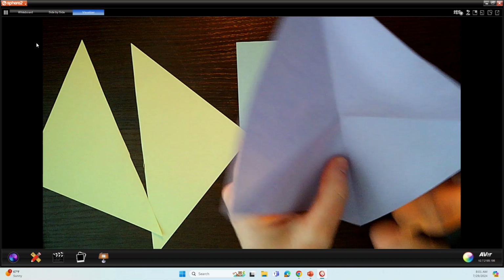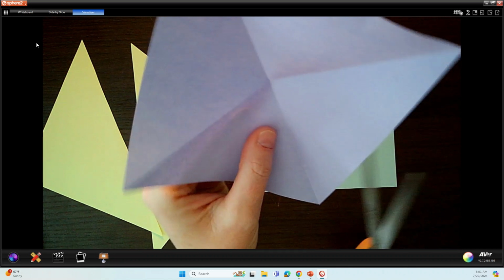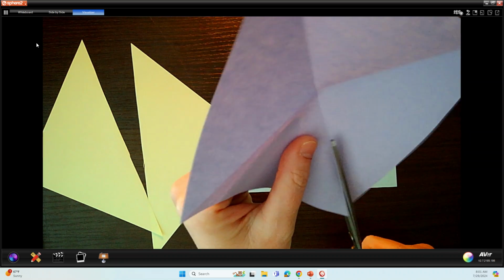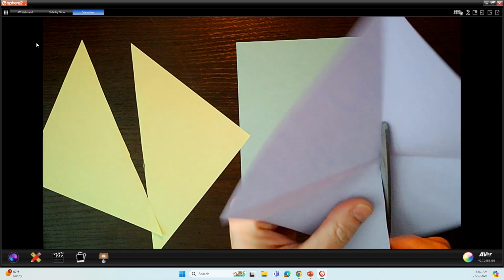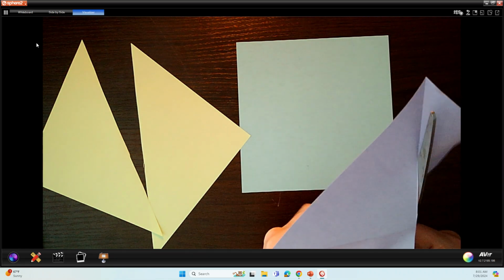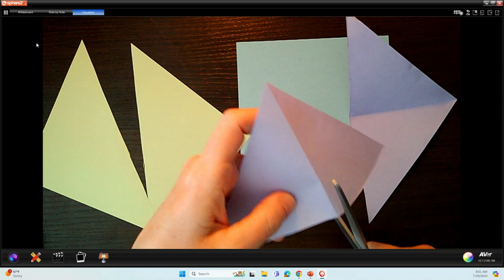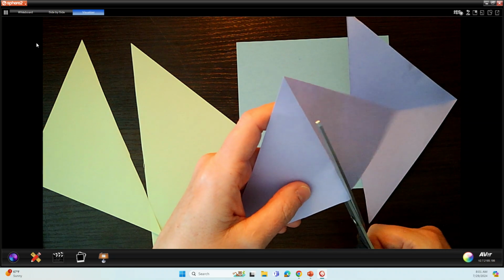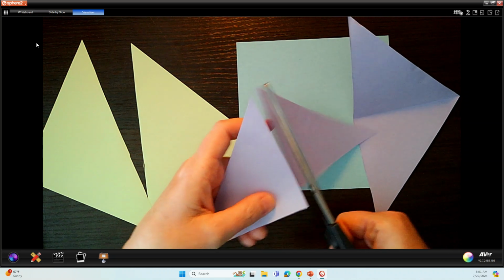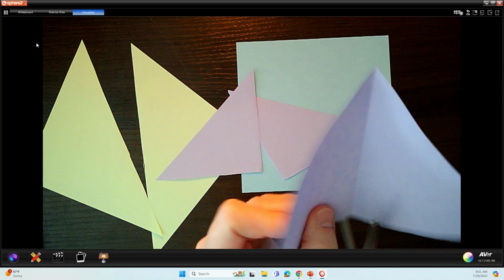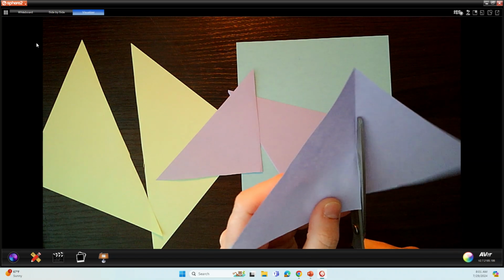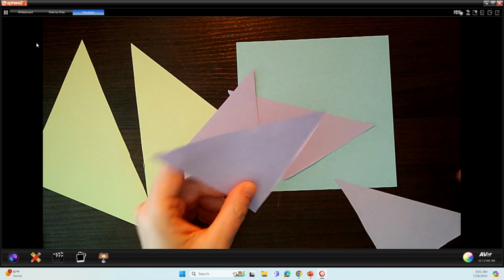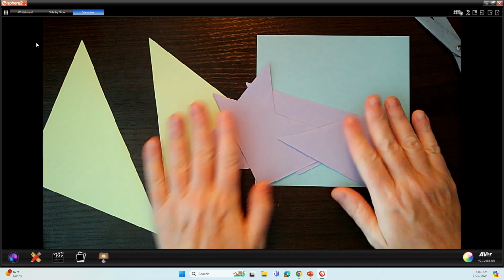Now, I'm going to cut this out. Go right across. So this is why origami paper is super fun. And then I'm going to go cut my other one out. So now I'm going to have 4 little triangles. Okay, 4 little triangles.